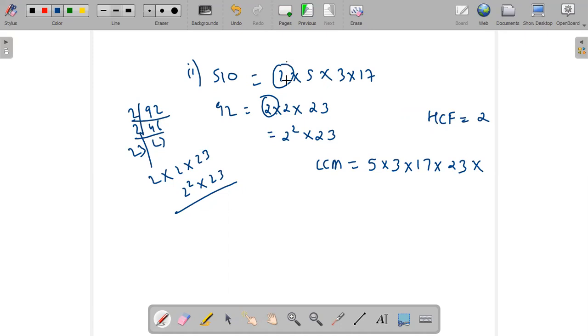But here we are having 2 and here we are having 2 square. In the LCM, please remember, take the number without repetition, but in the highest power. So what is the power of 2 here? The power of 2 here is 1. And what is the power of 2 here? 2. So what is the higher power? The higher power is 2. So we are going to take the higher power. So that's going to be 2 square. So please remember in LCM to take the higher power, not the lower power.